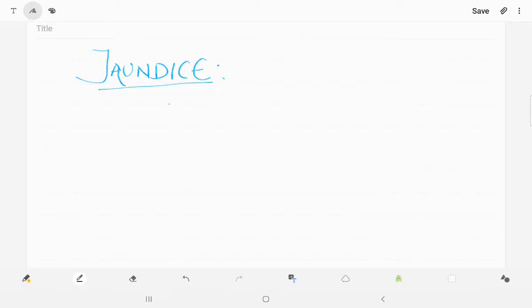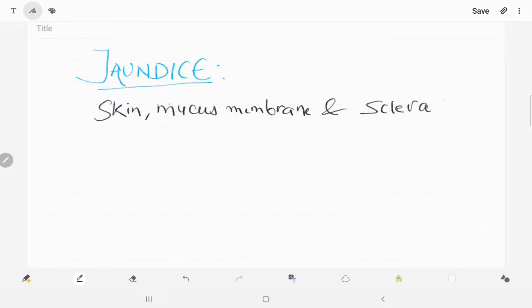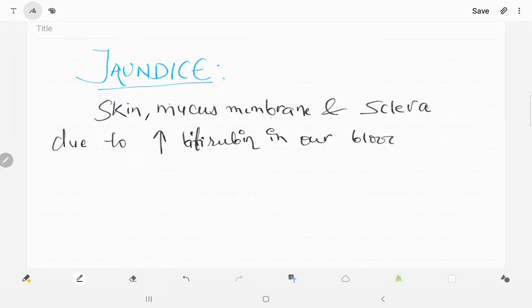Jaundice is yellowish discoloration of skin, mucous membrane, and sclera due to increase in bilirubin in our blood, that is hyperbilirubinemia.